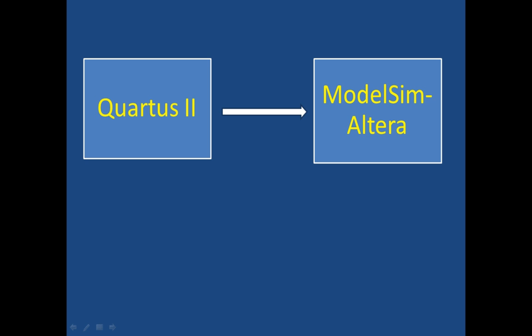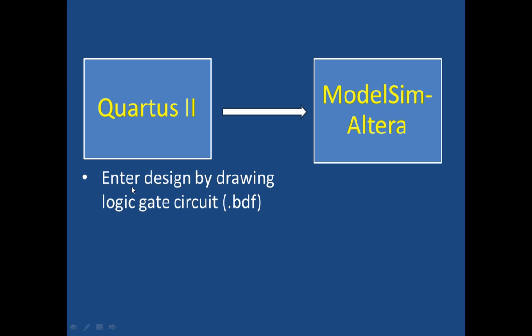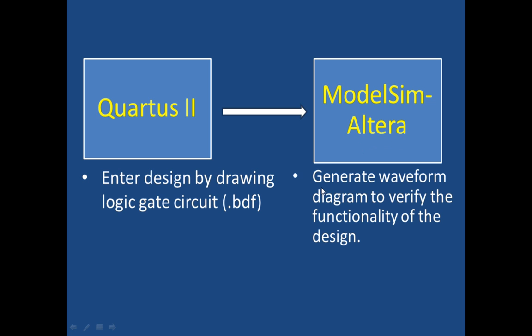Now the question is, why do we need two different software? Well, the first software will be used to enter our schematic design by drawing logic gates, and the schematic design will be in the extension of .bdf, which stands for block design file. After we draw our schematic, we will then use ModelSim Altera to generate waveform diagrams to verify the functionality of the schematic design. So Quartus II will function as the design entry, and ModelSim Altera will function as the simulator. That's why we need two software.